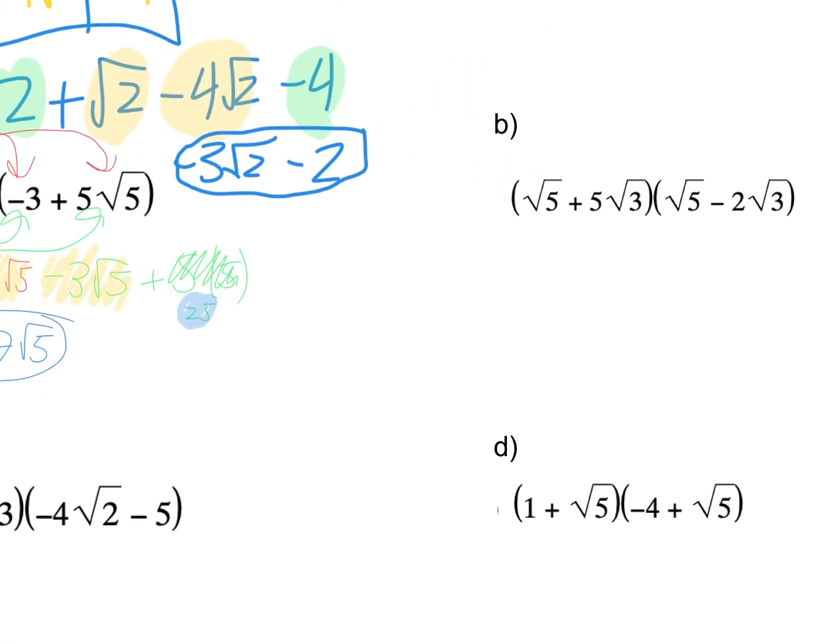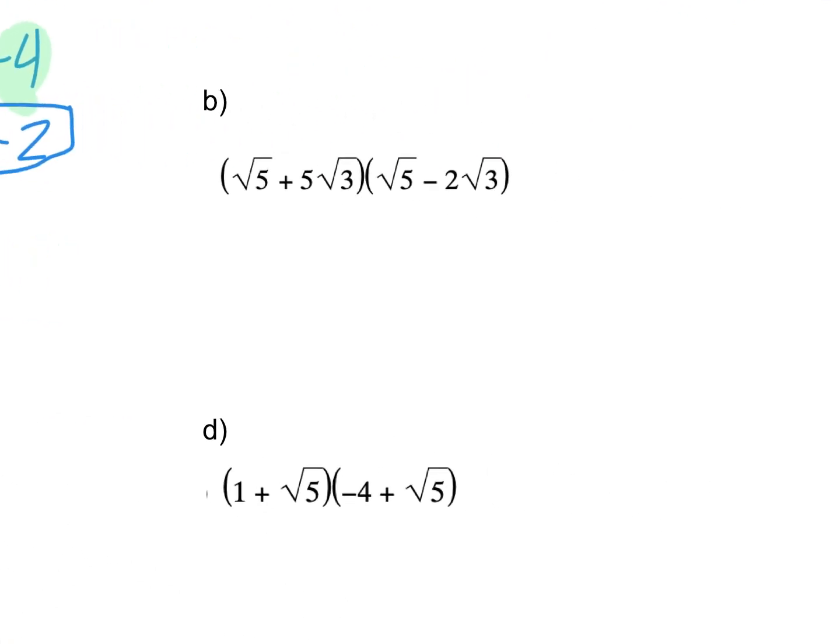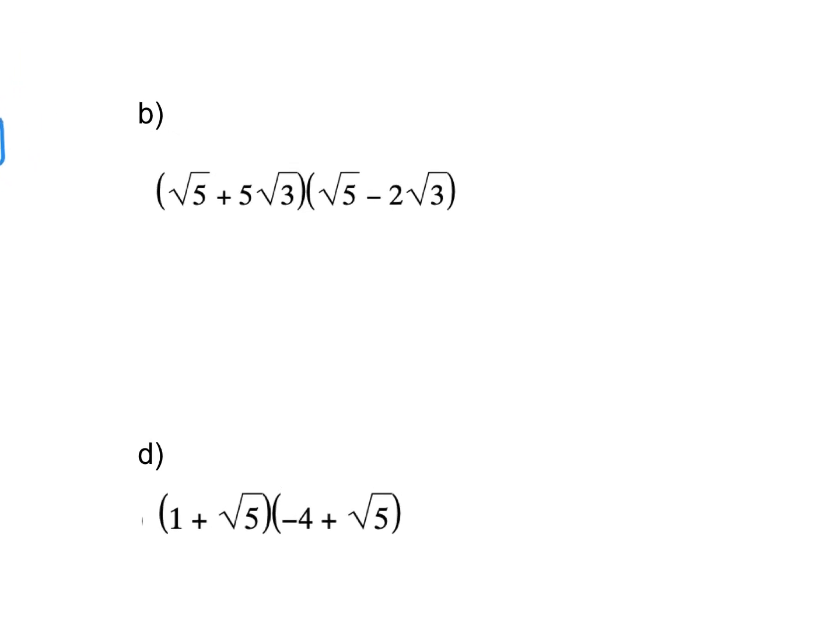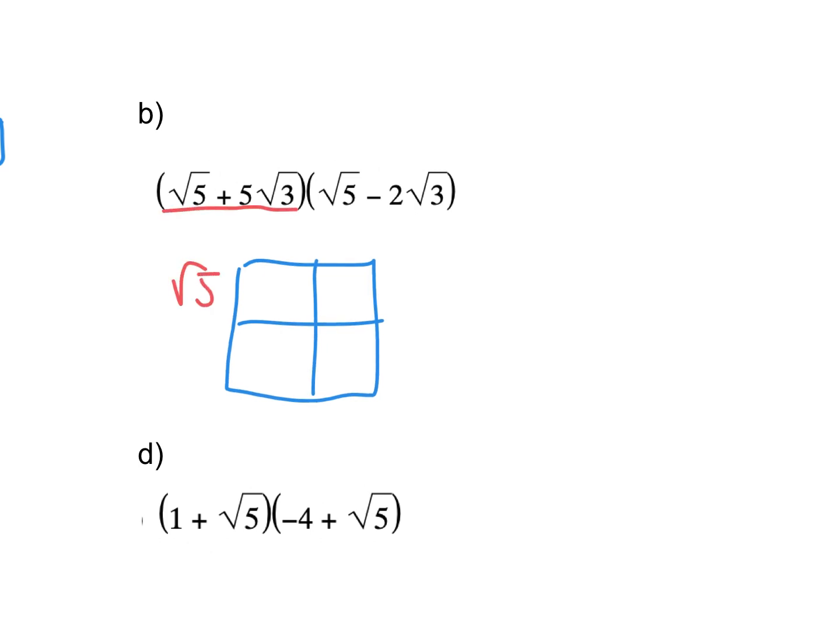So let's do another one. I'm going to use the box method this time and see how that goes. So let's go ahead and set up our box. I will do, let's see, make this guy red. So I have square root of 5 plus 5 square roots of 3. So we have different square roots in this problem. Make this guy green, so square root of 5 minus 2 square roots of 3.